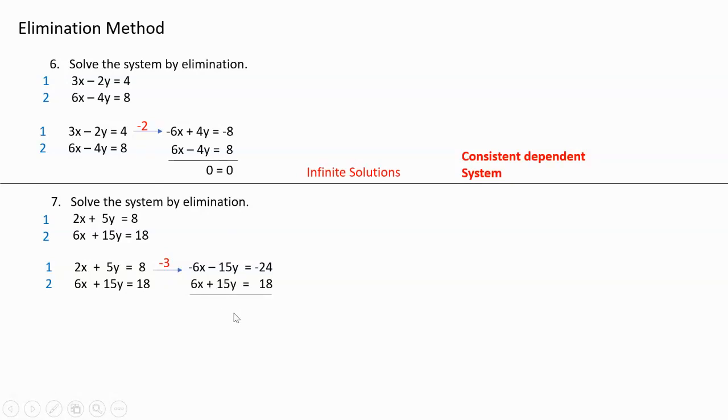Right? So if we do that, we're going to get 0 equals a number. Again, it was similar to example 6, but here, guys, this is not true. 0 does not equal -6. That means that these lines never intersect. As a matter of fact, they're called parallel lines. That means no solution. This is called an inconsistent system because there's no solution.